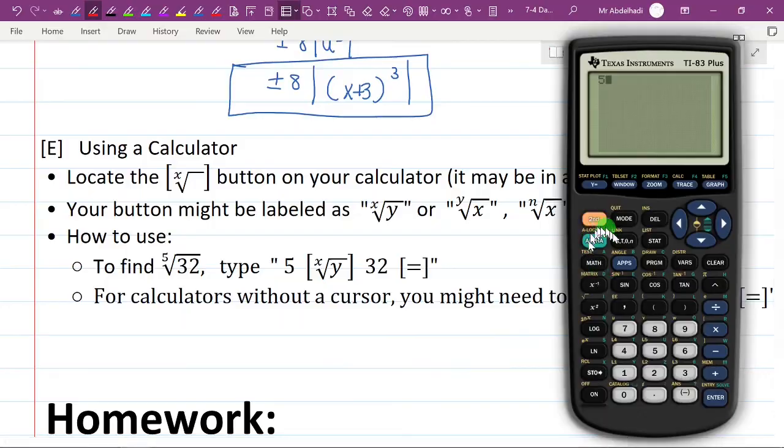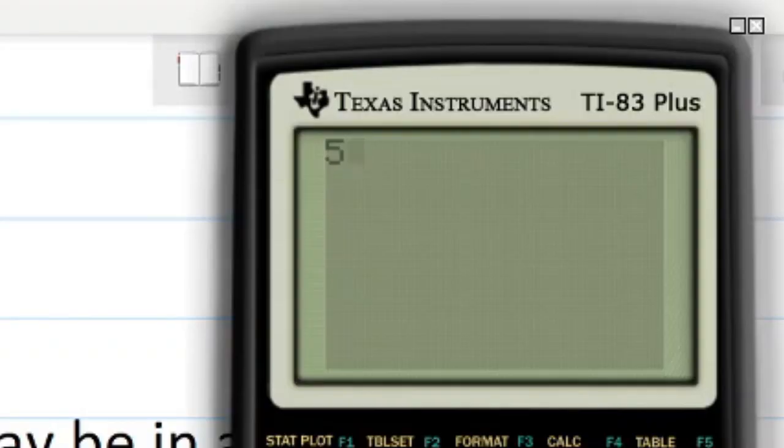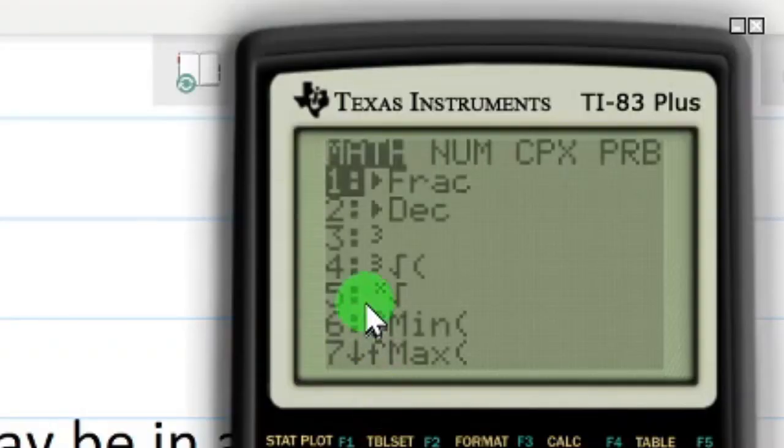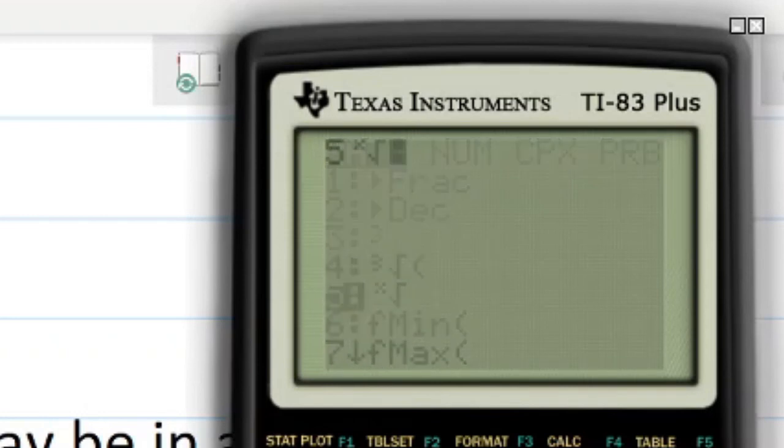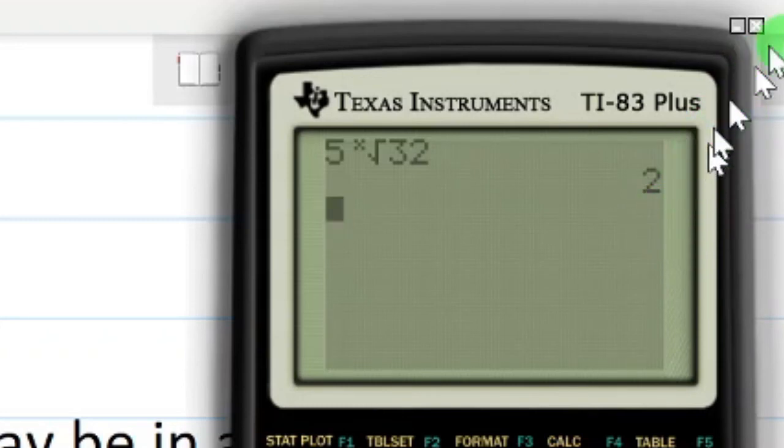Now on this calculator that I'm using, it actually doesn't have a button for that. You have to go into the math menu, and it's number 5 right there. So I'll just scroll down to 5 and hit enter. And now what you have is 5 root x root, right, like that. And then you put in your 32, and we already know the answer here is 2 from the beginning of the class. So hit enter, and you should get a 2. It's right there. So that's how you do nth roots on a calculator.